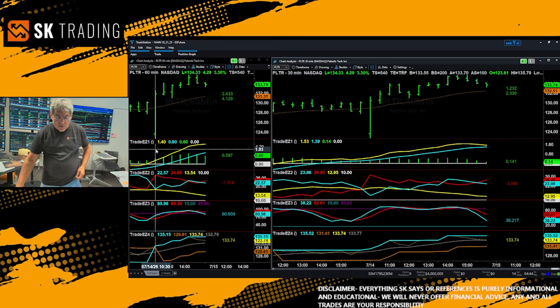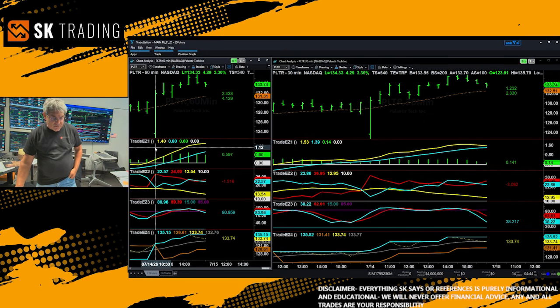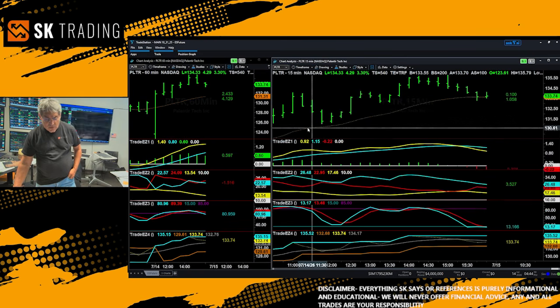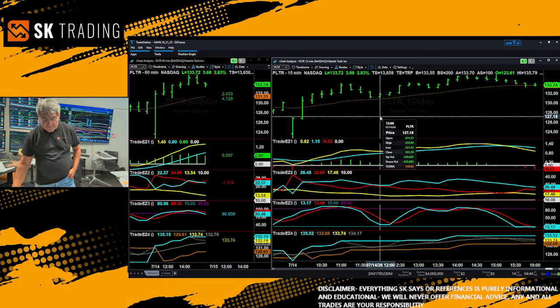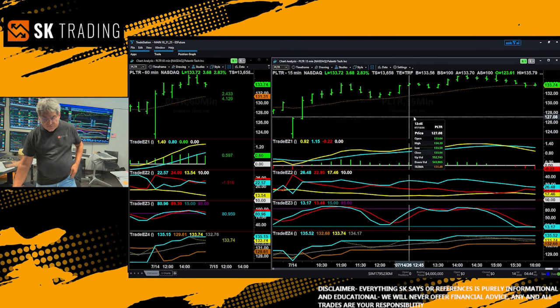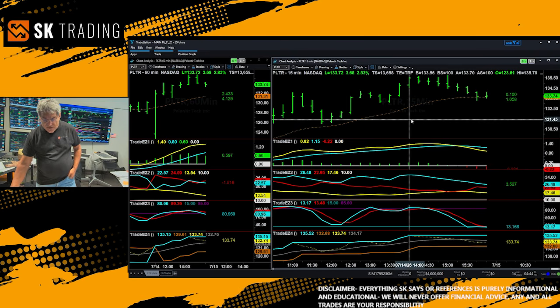Okay, now I'm going to go over a couple of things. So the 60-minute reverses to buy here at 10:30. Okay, and then what do you look to do? Well, you look to buy this beautiful pullback right here on the 15-minute time frame. Palantir never looked back. 132.06 pushed up here. You can see the high here, 134 and change.